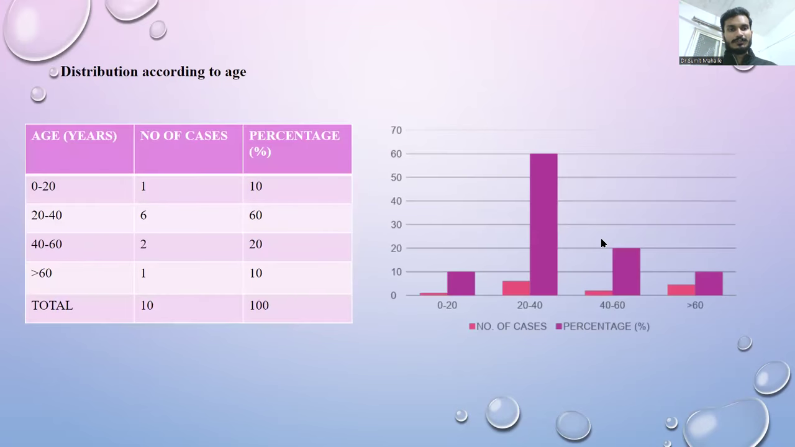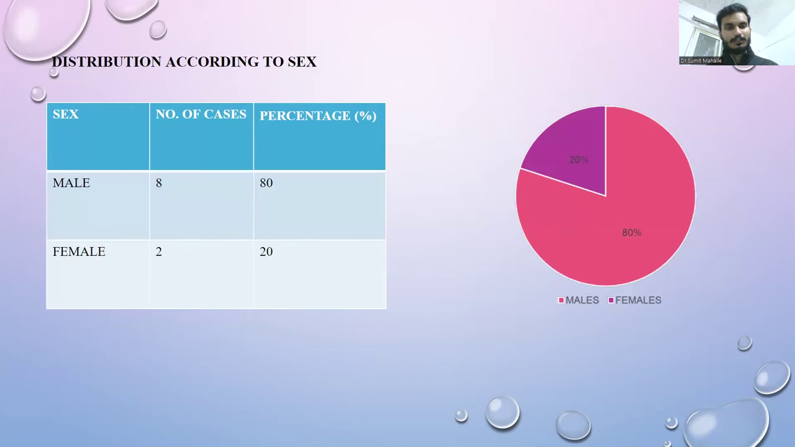So now we're moving on to distribution according to age. We have the distribution according to age, the number of cases and the percentage of them from the range of 0 to 20, 20 to 40, 40 to 60, and more than 60. So likewise, you can see this chart. Distribution according to sex: there are male 8 cases and females 22 cases. So this way we have a pie chart for that.